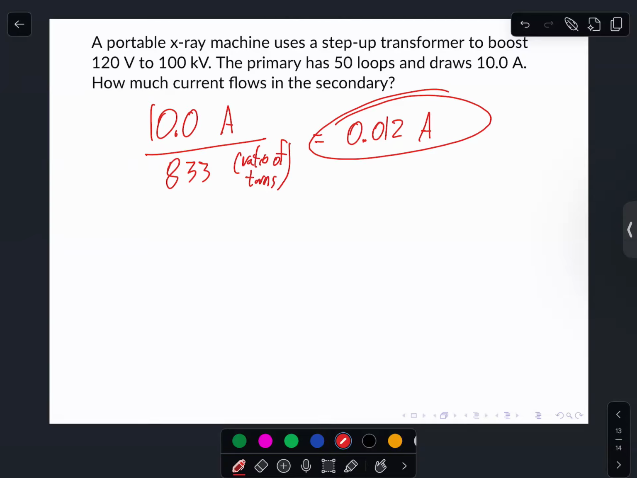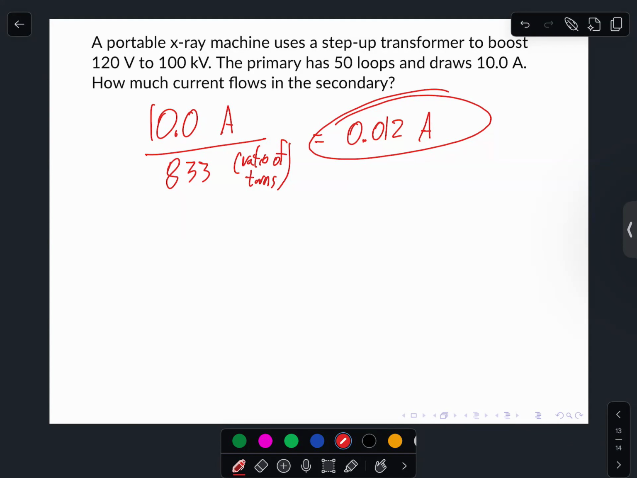As long as you're consistent, V2 over V1, N2 over N1, V1 over V2, N1 over N2, it doesn't matter. Picking one as input, two as output, or one as output, two as input, you'll get the right answer. Who got 12 milliamps? 0.012.